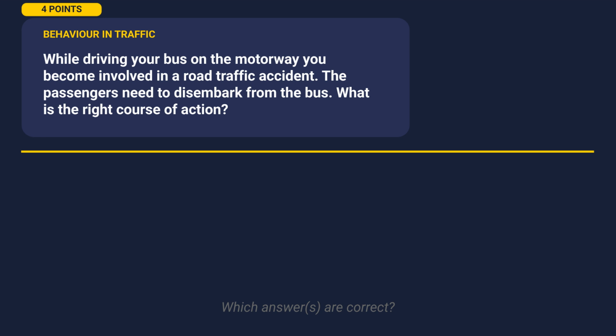Let's move on. While driving your bus on the motorway, you become involved in a road traffic accident. The passengers need to disembark from the bus. What is the right course of action? Take a moment to look at the options.